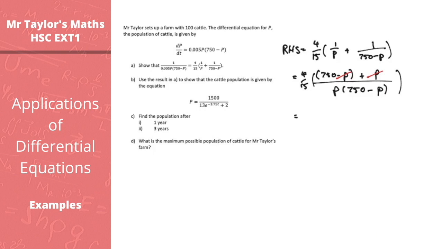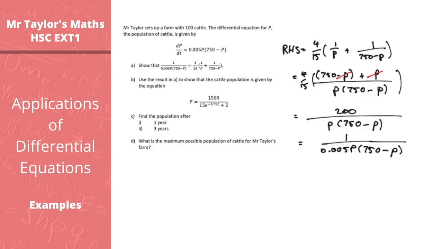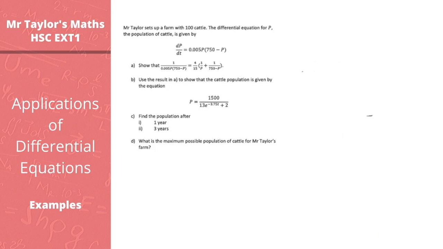750 times 4 is 3,000. Well, 3,000 over 15 is 200. So 200 p, 750 minus p, and if I divide top and bottom by 200, I get 1 over 0.005 p, 750 minus p, which is the left-hand side. Okay, so you'll see that what we just did in part A is going to help us for part B.